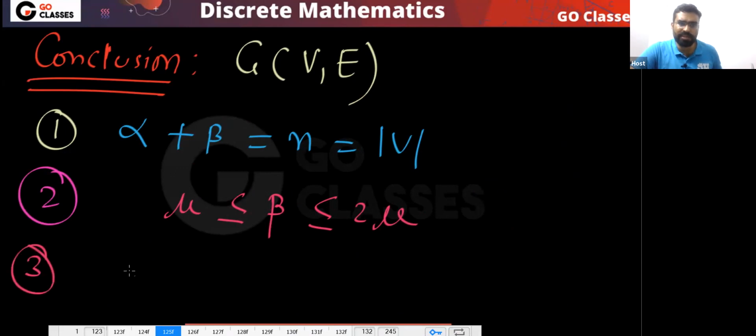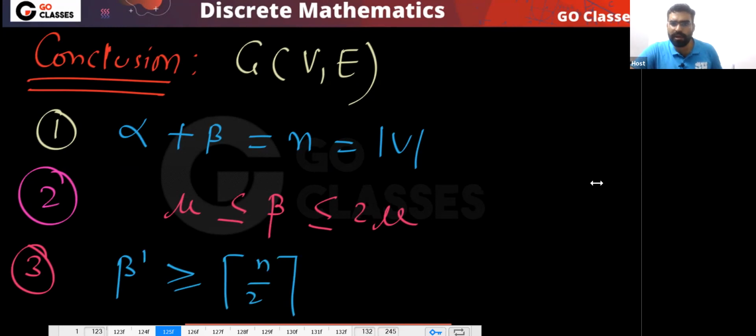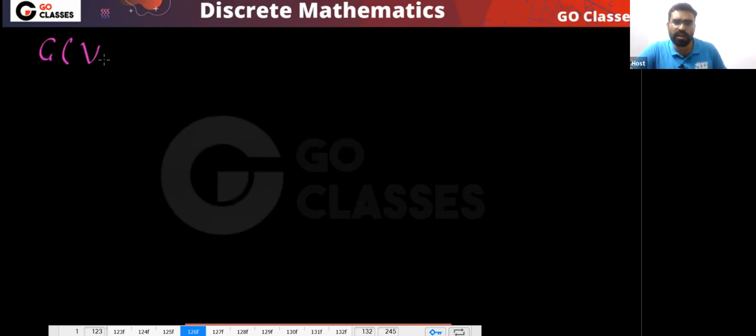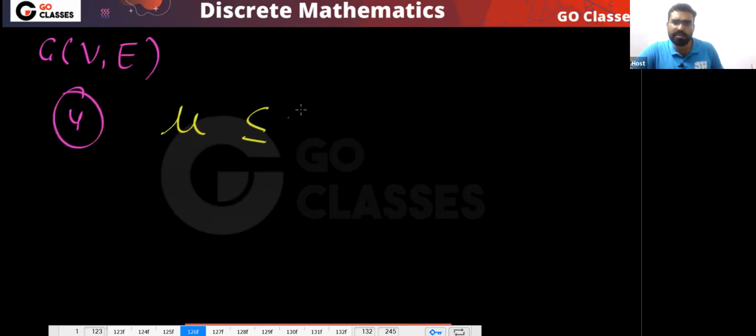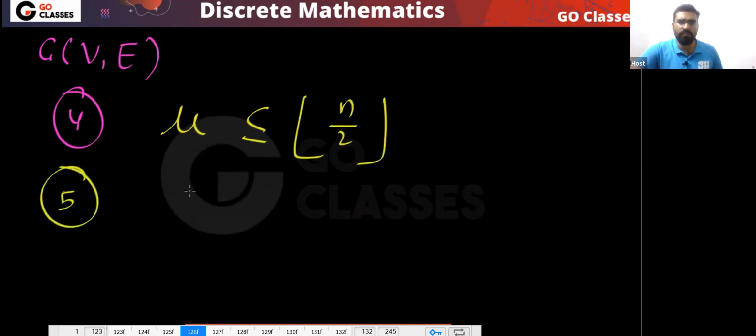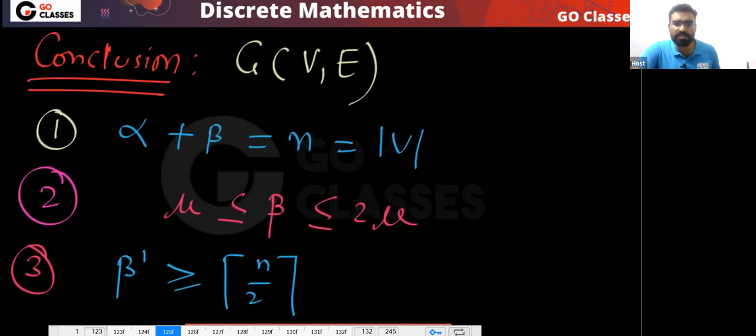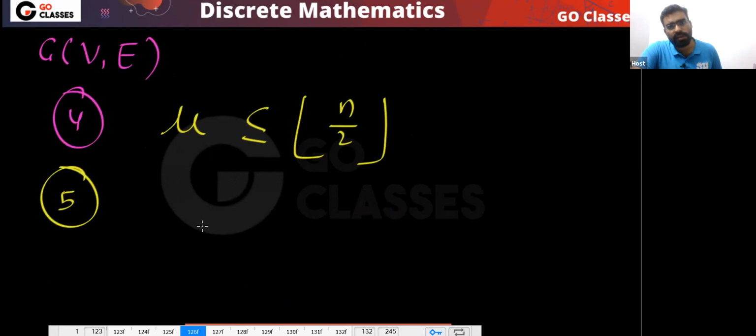The third thing that we have seen is beta dash is greater than or equal to n by 2 ceil. Beta dash is greater than or equal to n by 2 ceil. This we have seen for all graphs. These things will happen for all the graphs. And what is the fourth? If your graph is G(V, E), then the fourth thing is that the matching number is less than or equal to n by 2 floor. So these things we have seen, 3 and 4.